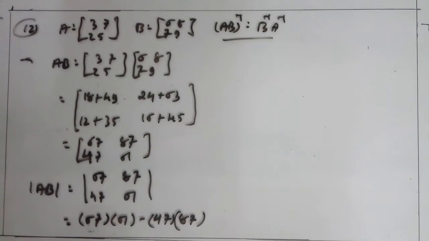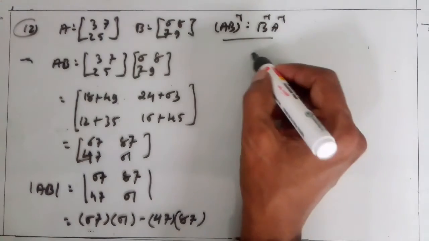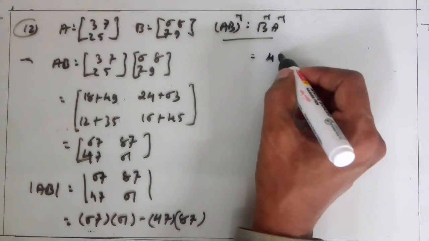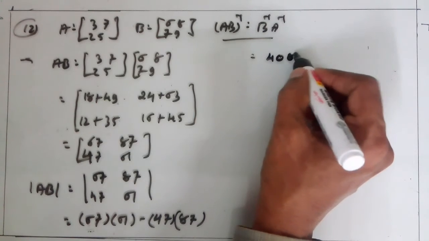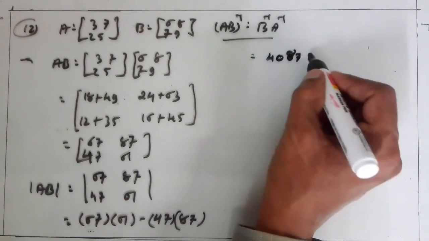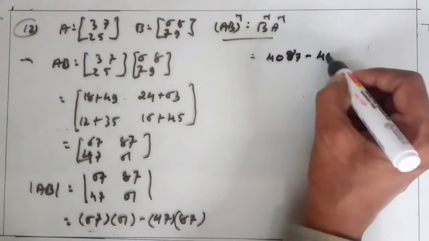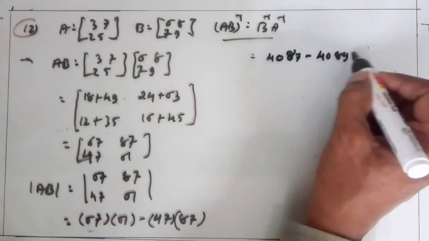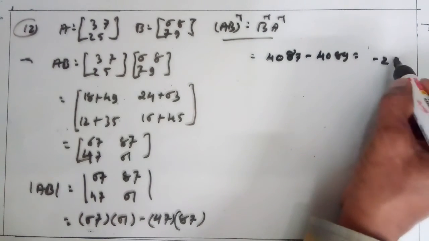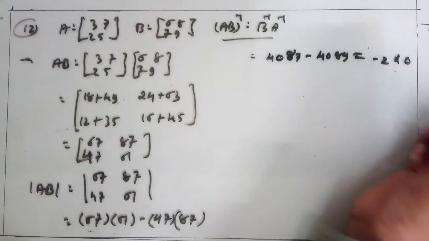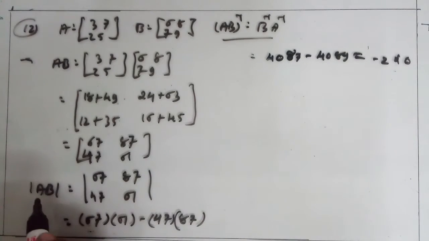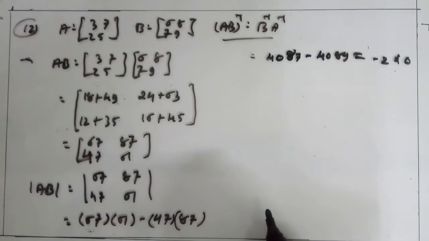The product of these two is equal to 4087, minus the product of these two is equal to 4089, which is equal to minus 2, not equal to 0. Clear? So the determinant of AB is not equal to 0.